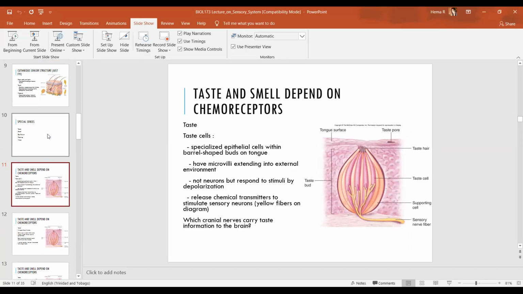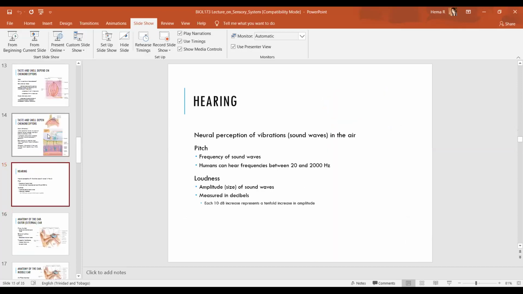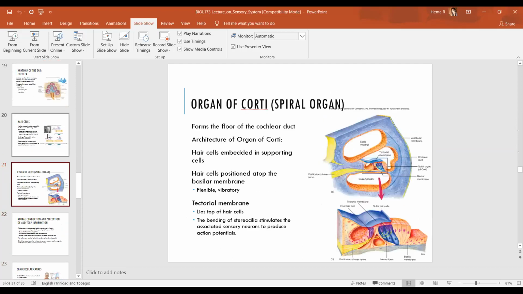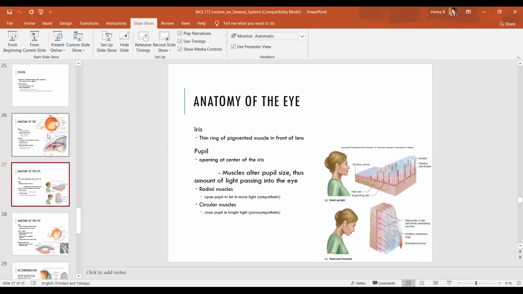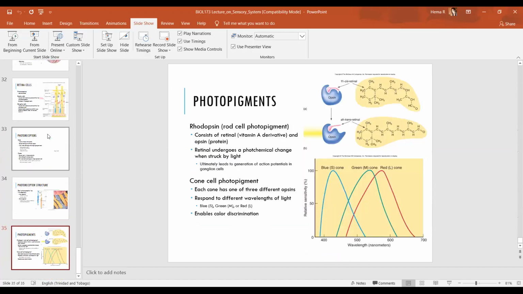So taste and smell with your chemoreceptors, your taste buds, versus your hearing and the different regions of your ear, right? We did that in a bit of detail, and then we went on to talk about the different parts of your eye and how they are responsible for how we see. So that brings us to the end of your lecture on the sensory system. There's also a summary that you all can use that gives you a lot of good information on the different parts of the different organs that make up our sensory system.